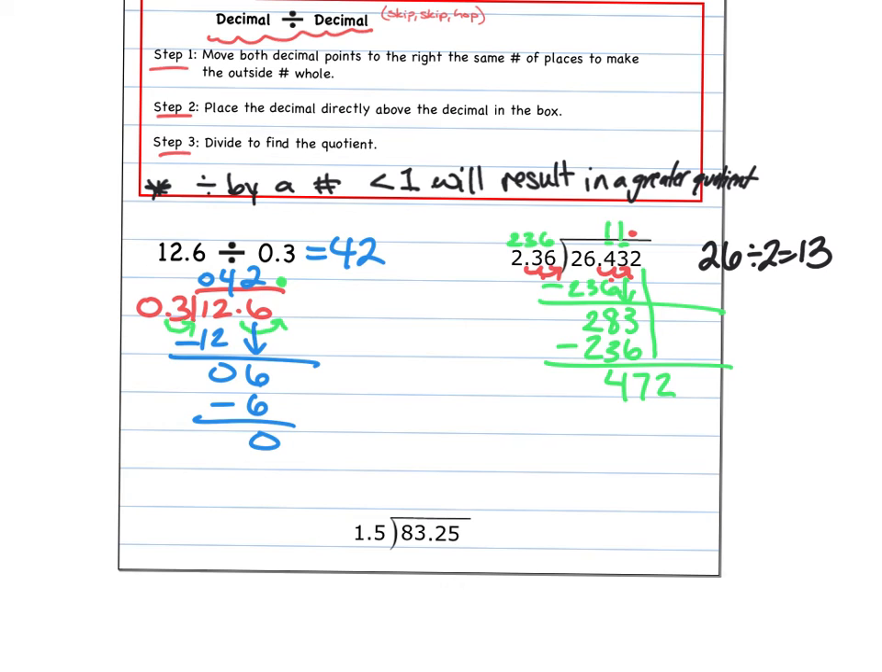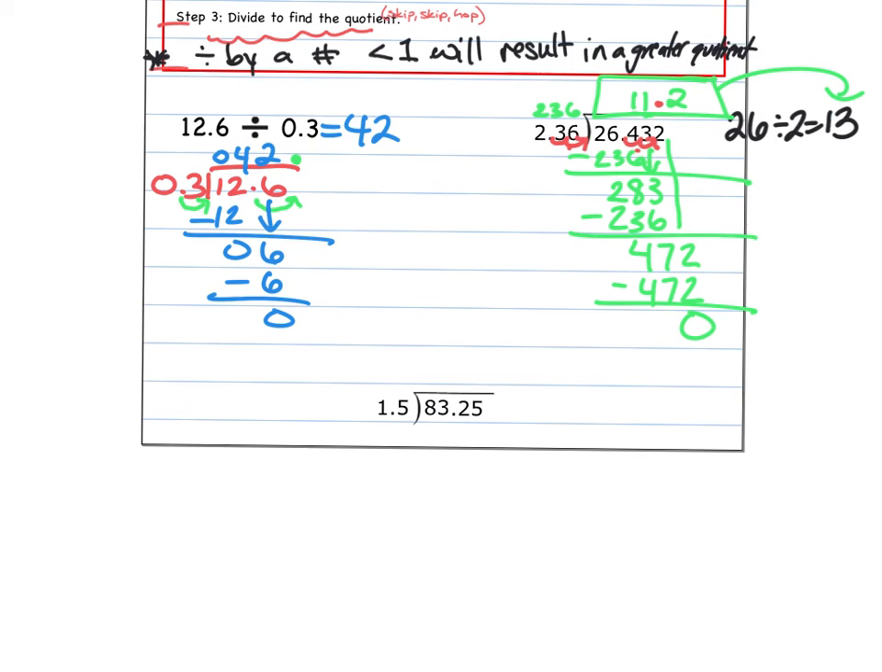Then I think, okay, well, 200 times 2 is 400. 36 times 2 is 72. Aha! 236 times 2 is 472. None left over, so I don't need to continue to bring zeros down. So my answer, my quotient, is 11 and 2/10. That's fairly close. That means my decimal's in the right space.